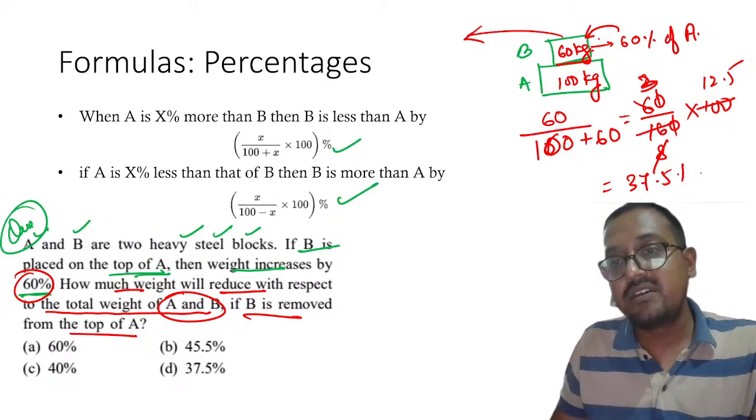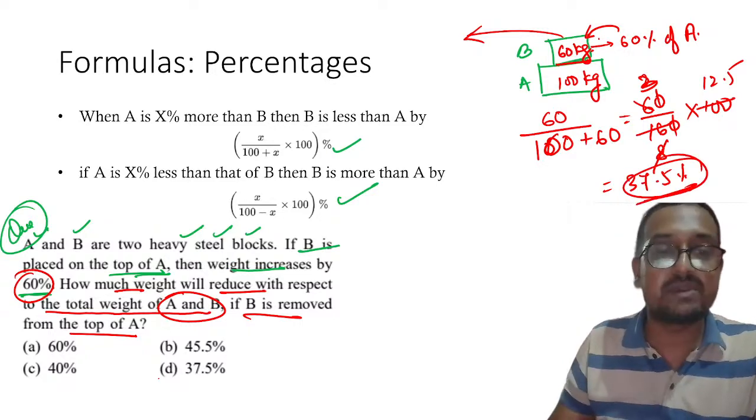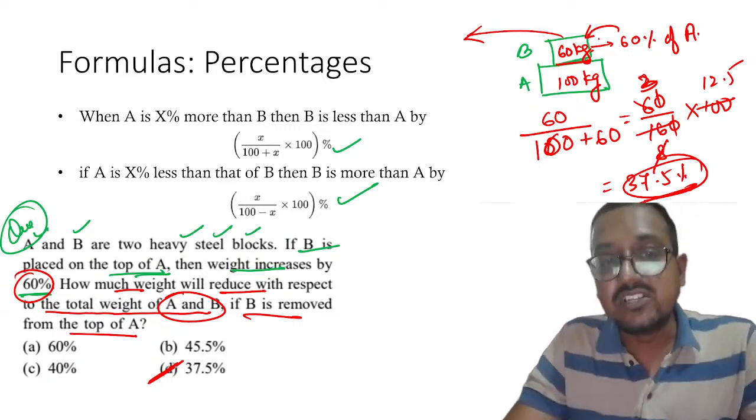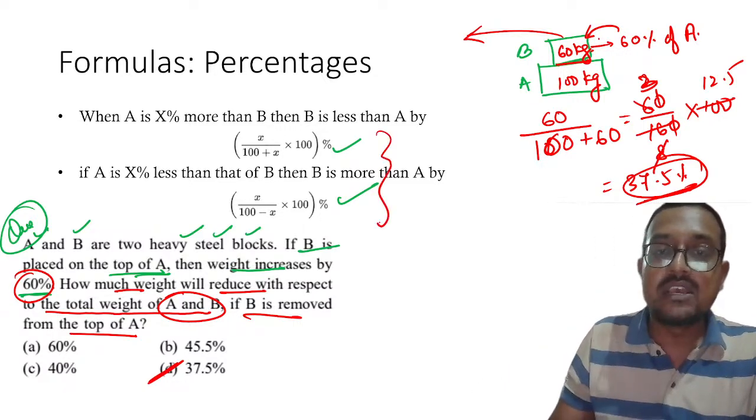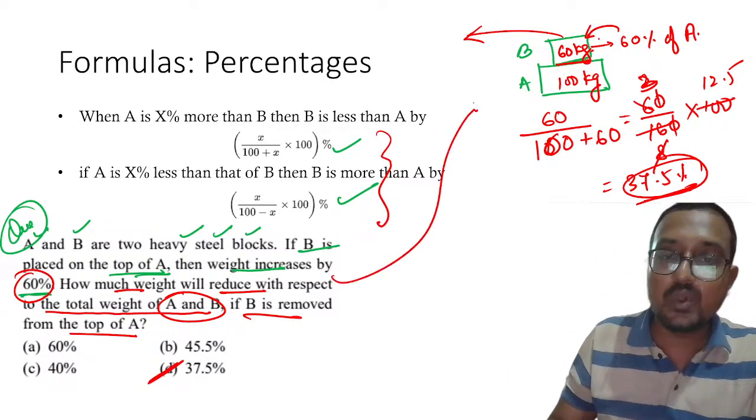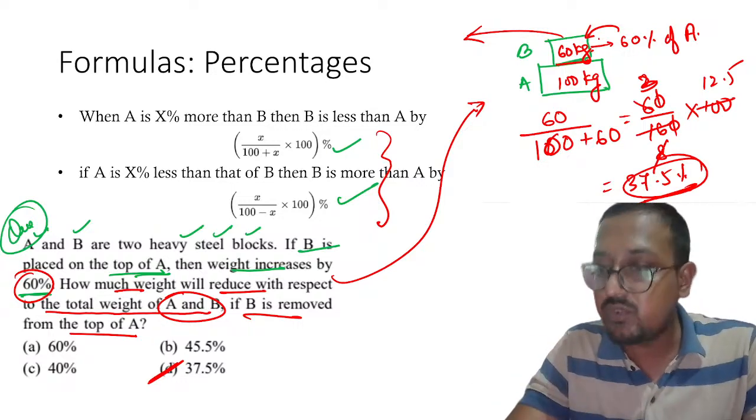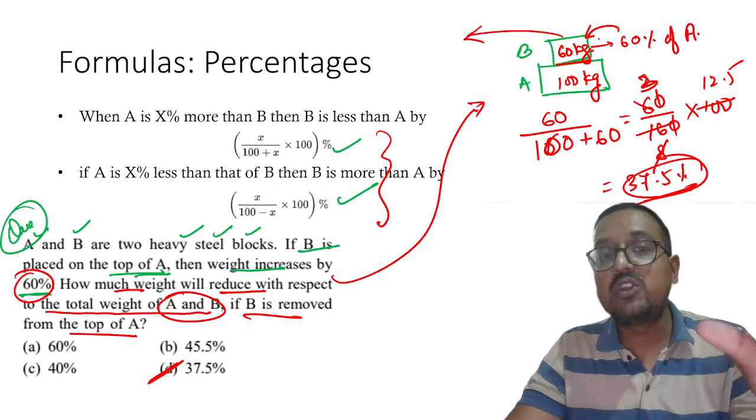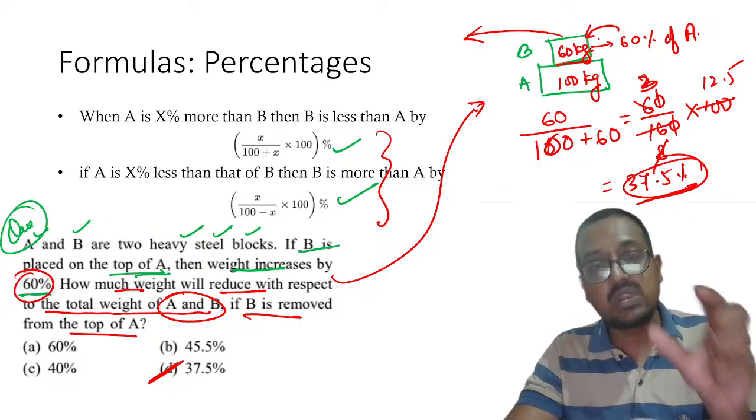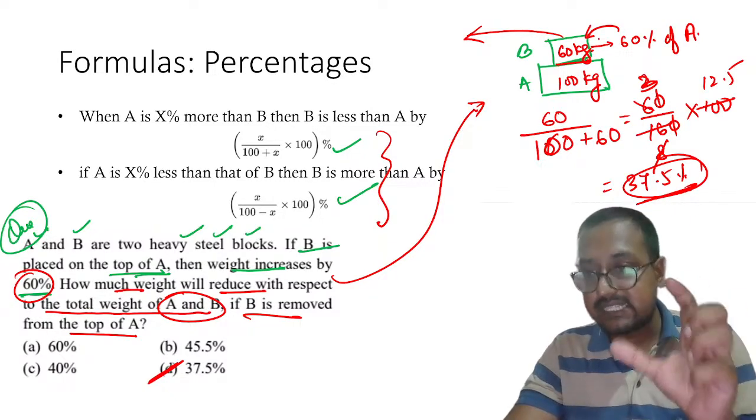7.5%. 7.5% will be your answer. That is D. So don't bother about these formulas. Focus on your understanding of the question, because what will happen in the examination when you sit, you won't be able to remember these formulas, and again these formulas are case specific.